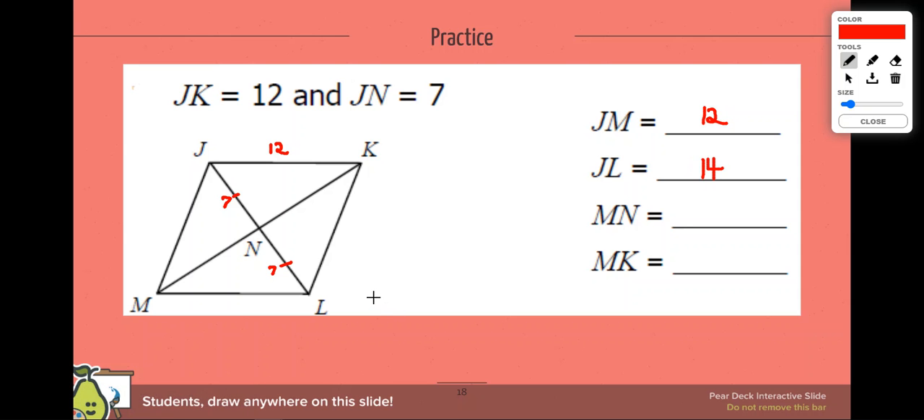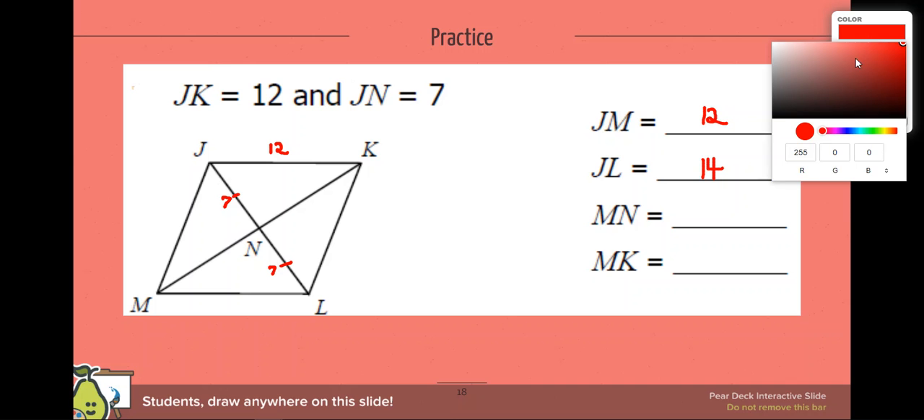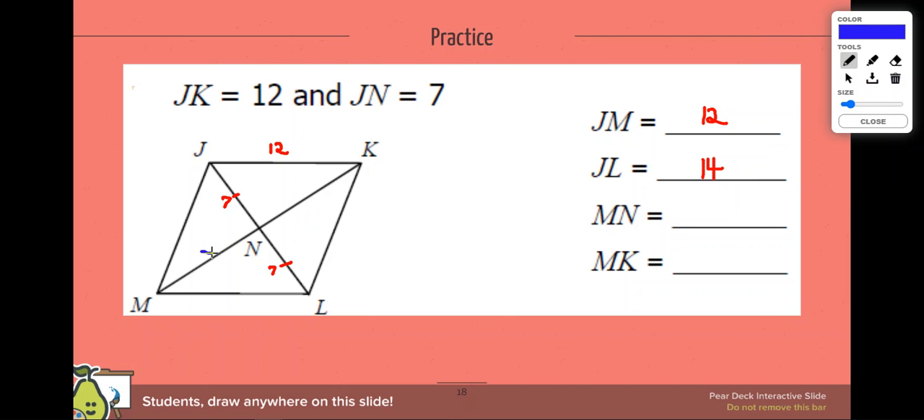Then we're going to be looking for MN. Now you might think that that is going to be equal to 7, but remember that the diagonals bisect each other, but they are not congruent. So we're going to use the Pythagorean Theorem to solve for MN. We know that these come together in a 90-degree angle, so we can use this triangle where we know the side length is 7, and we know that this has to be 12.